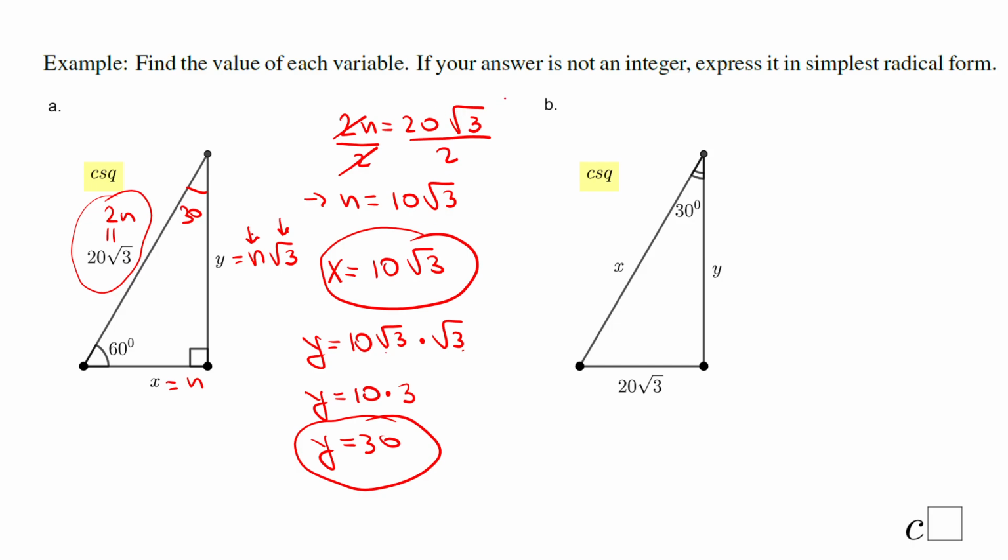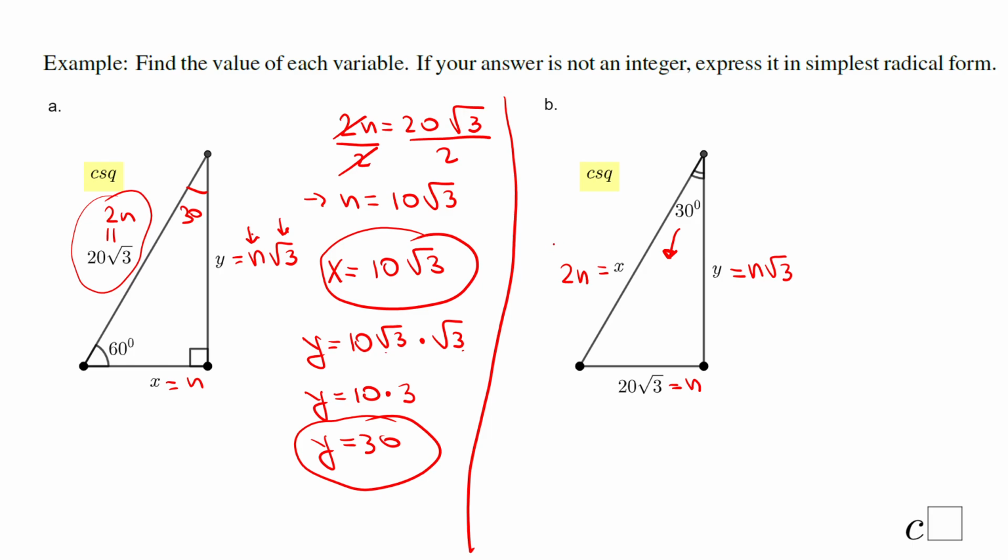Let's take a look at part B. In part B, what do we know now? We know this leg, which is on the other side of 30 degrees, so this will be n. We need to find this leg, which is the longer leg. This is n square root of 3. And we need to find the hypotenuse, which is 2n.